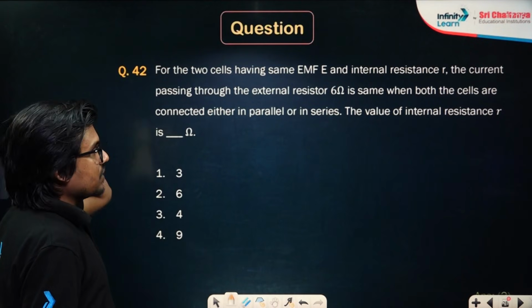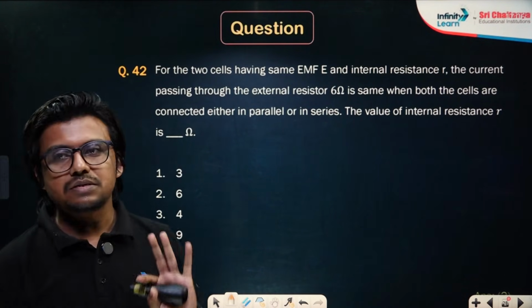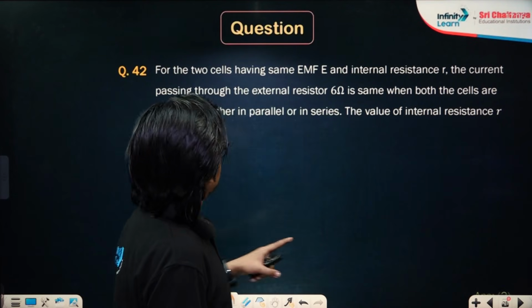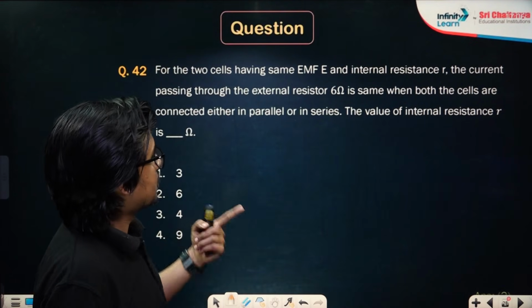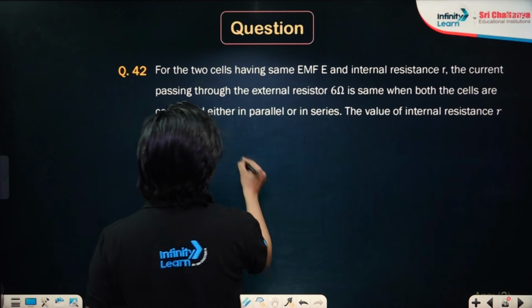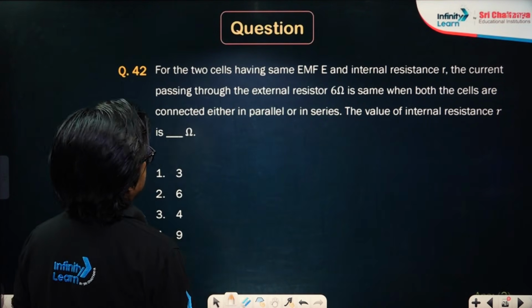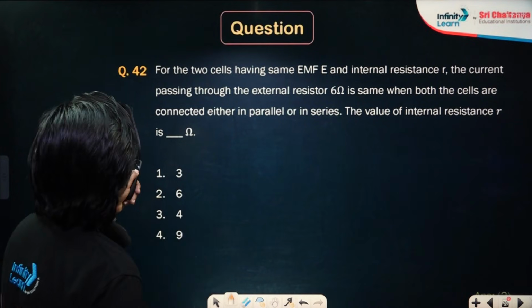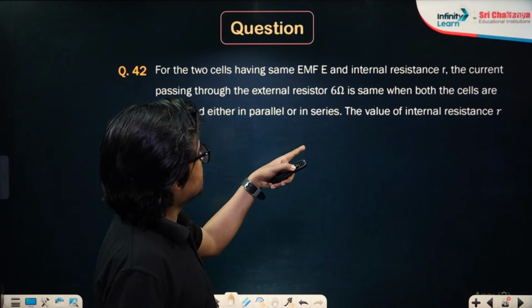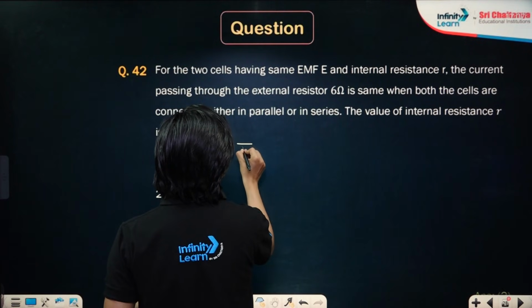For the two cells having EMF E and internal resistance r, the current passing through the external resistance 6 ohm is the same when both the cells are connected either in parallel or in series. The value of internal resistance small r is. So when they are in series, you can write equivalent EMF as E1 plus E2. What they are saying, the current passing through the external resistor 6 ohm is same, be they are in series or they are in parallel.